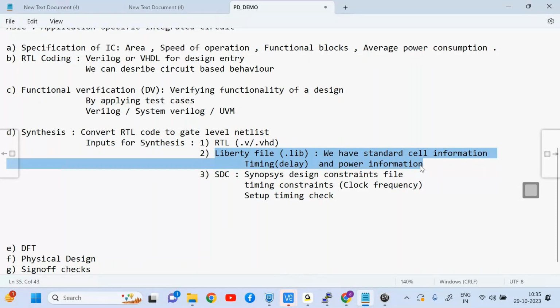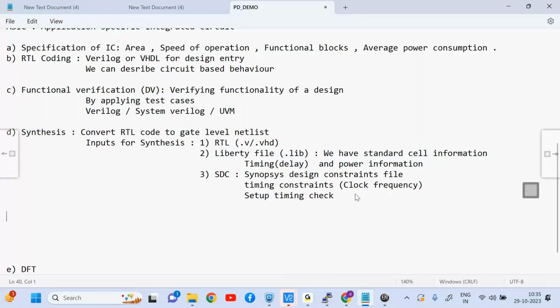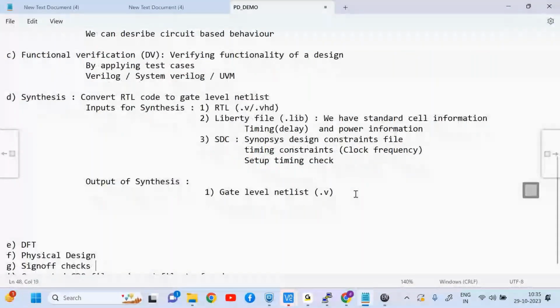Then what do you mean by gate level netlist? What is the output of synthesis? Yes, good, right? Output of synthesis is gate level netlist. .v again. Gate level netlist is also .v. RTL is also a Verilog program. Gate level netlist is also a Verilog program. Then what is the difference between both?